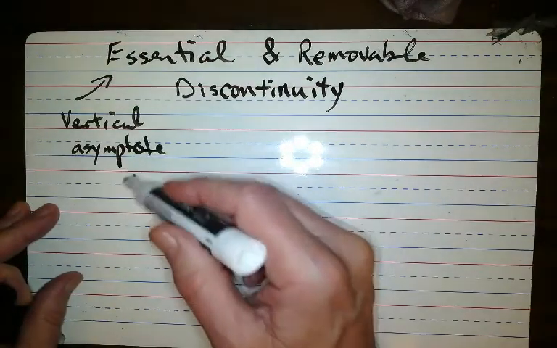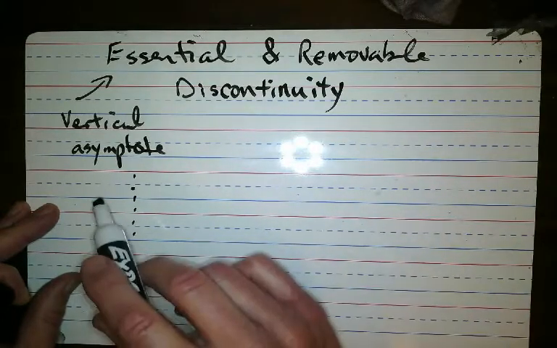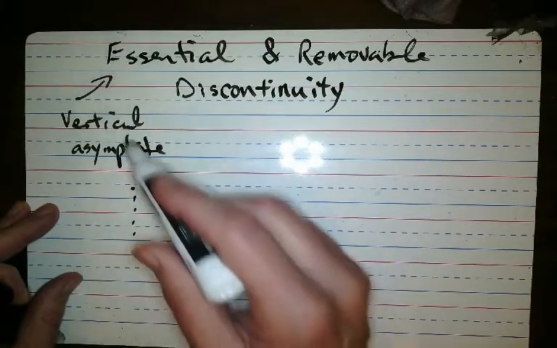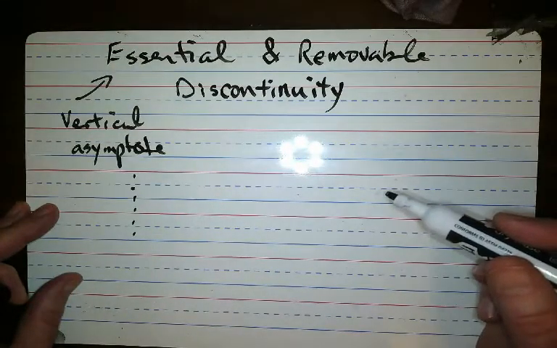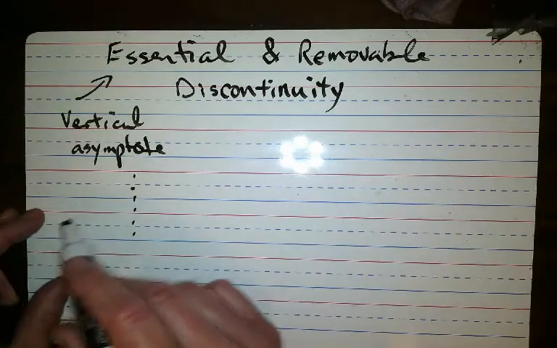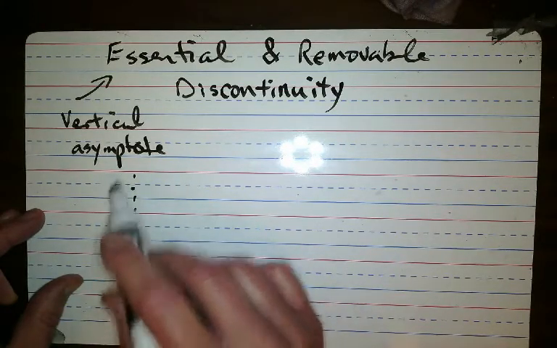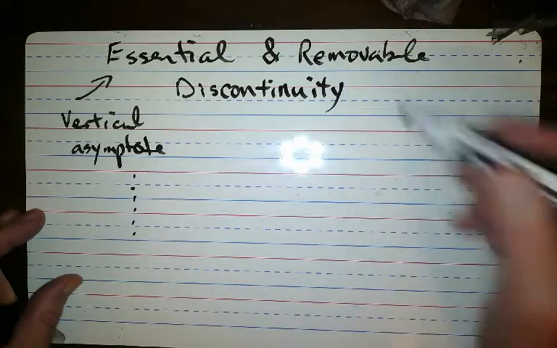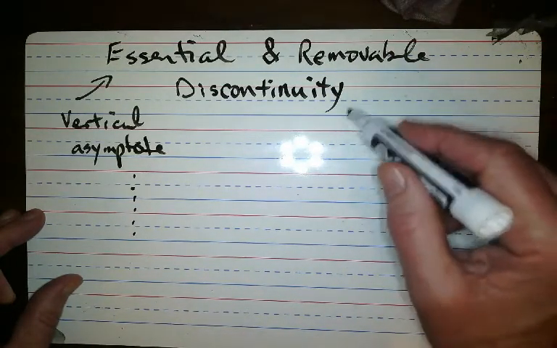It's an asymptote, it's a fence. You can't get over it, can't get under it, can't get through it. It's an essential discontinuity in the graph. The graph is not continuous because there's a line there that you can't get across. But a removable discontinuity is a hole in the graph.